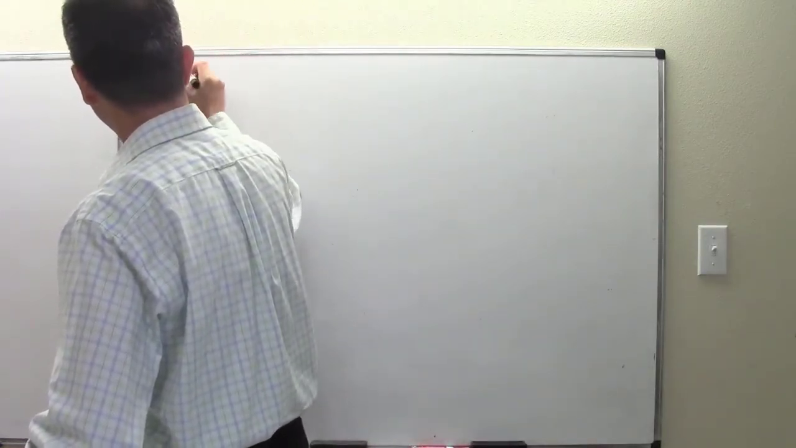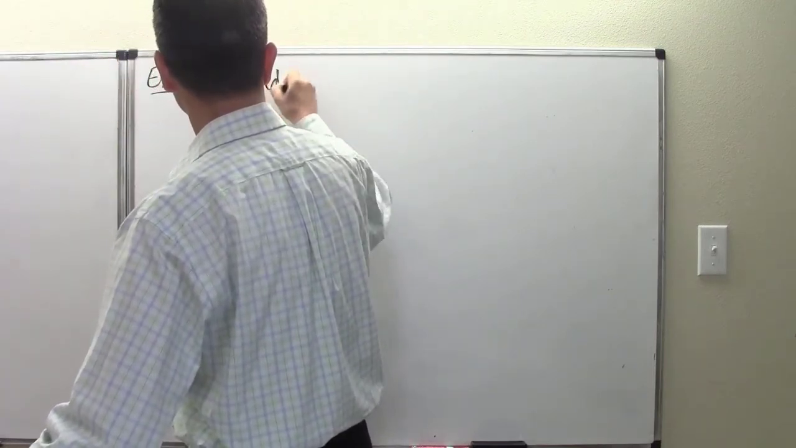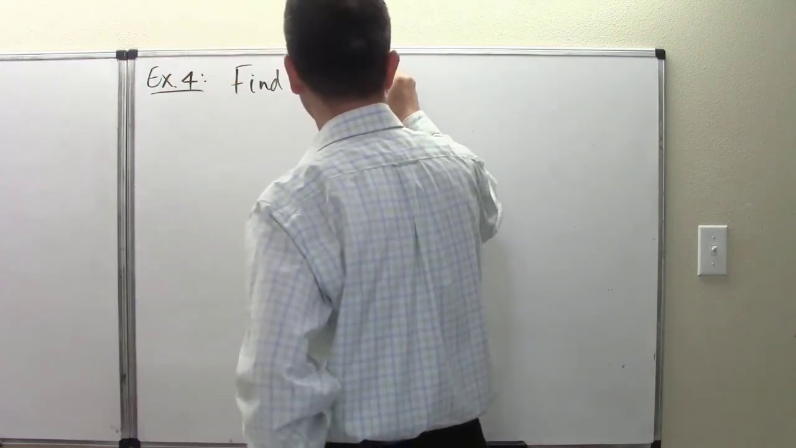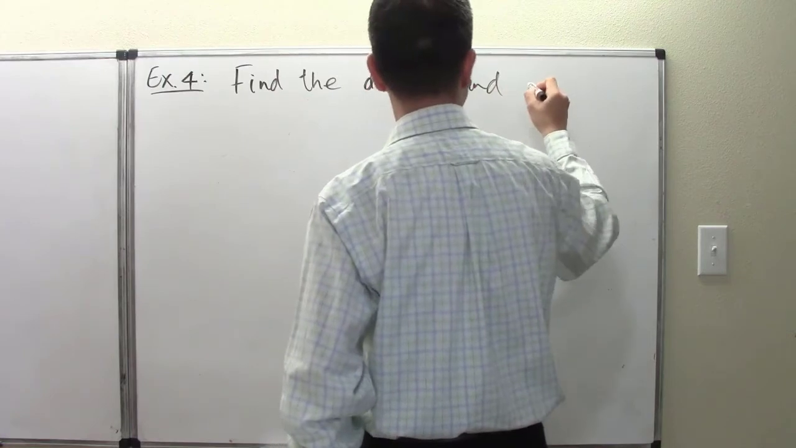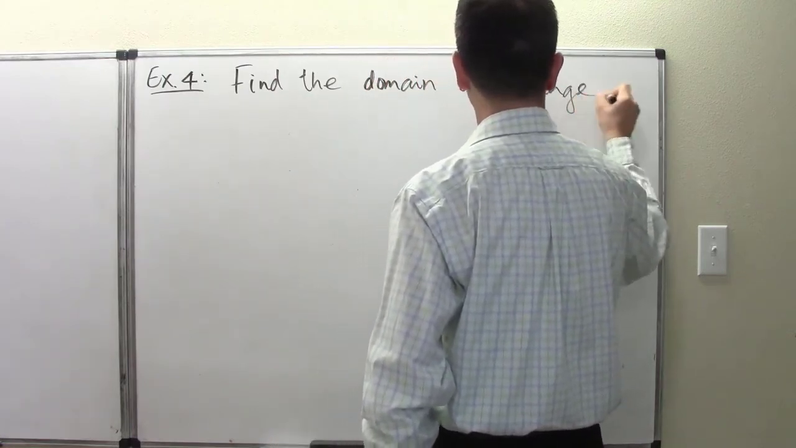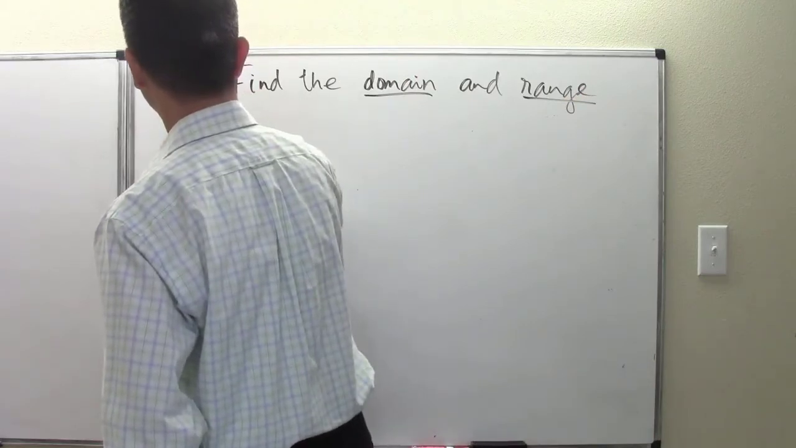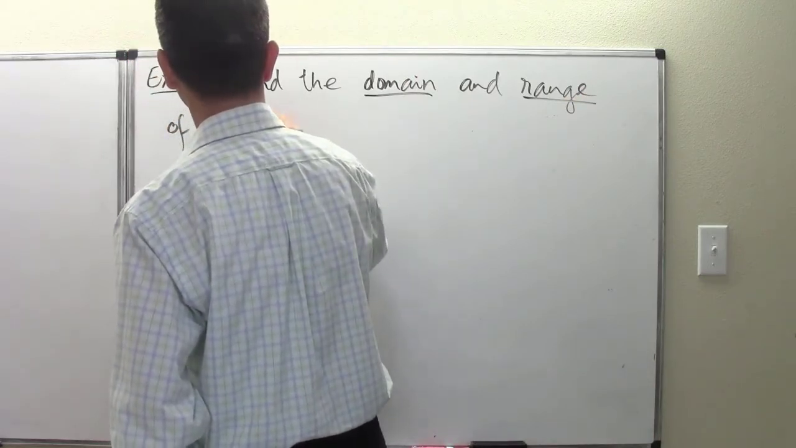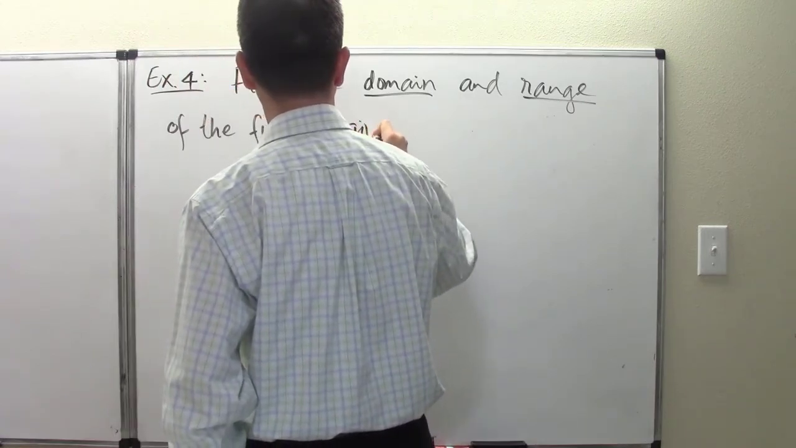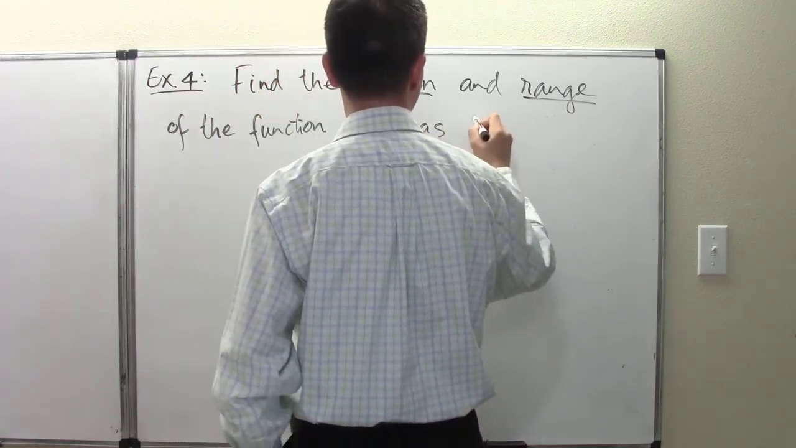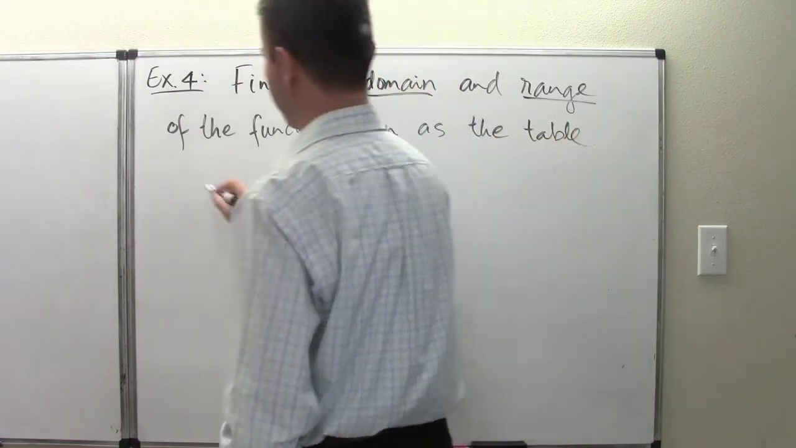Let's look at example 4 here. We're still going to find a domain and range. Find a domain and range of the function given as the table below.